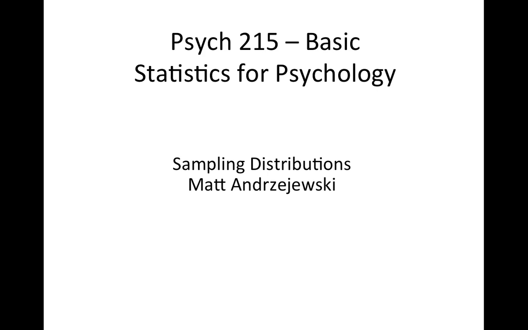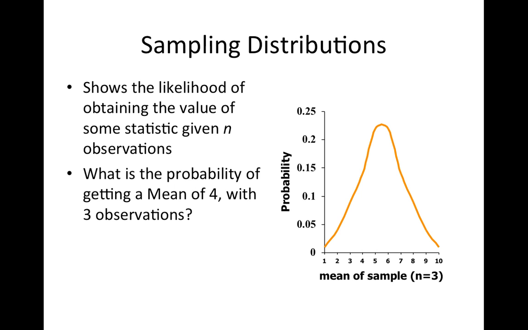What is a sampling distribution again? Okay, so let's talk about that. Sampling distributions show the likelihood of obtaining a value of some statistic given n observations. So if we were to ask the question as we left off last time, what is the probability of getting a mean of 4 with 3 observations? We would look at the sampling distribution, and this would tell us the probability of that.